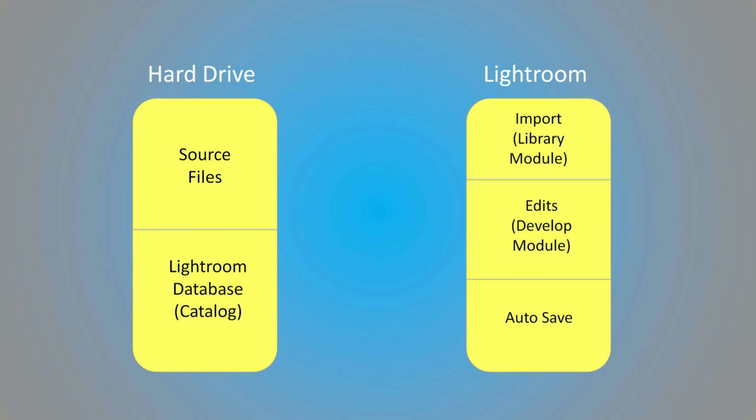Okay, what's next? Okay, let's take a look at how Lightroom basically works. On your hard drive, you have source files. Source files are your images. And also on that same hard drive, you're storing what's called a catalog, which is basically a database. And you can create as many different catalogs as you would like in order to separate out different types of images that you want to group together.